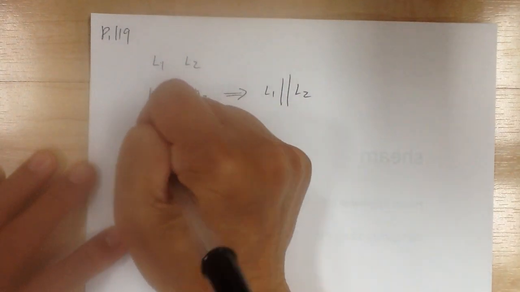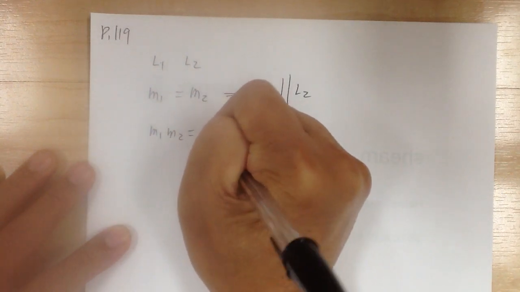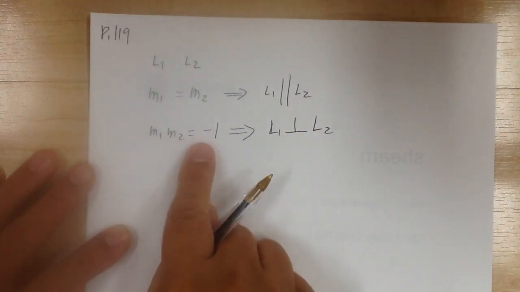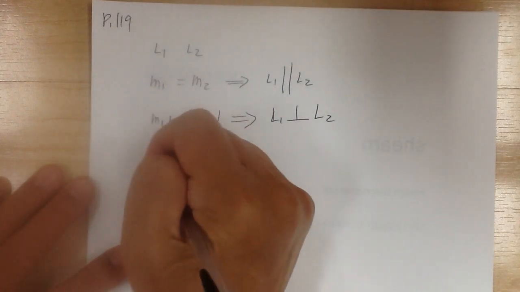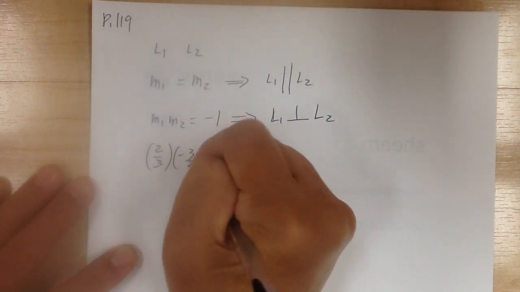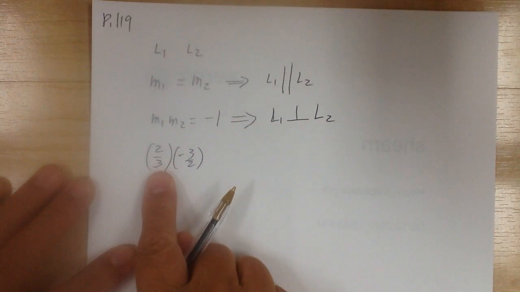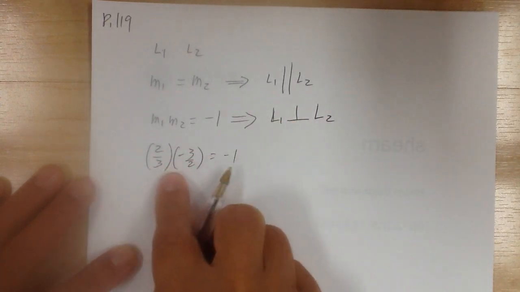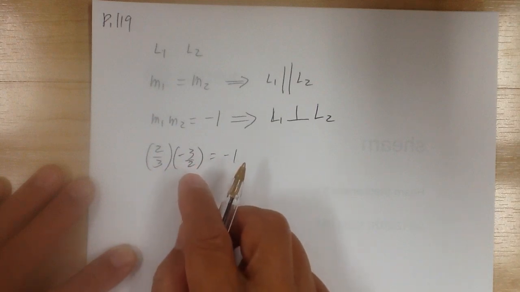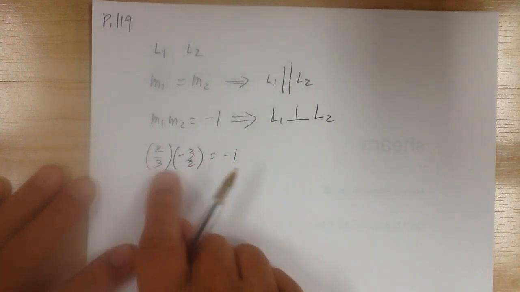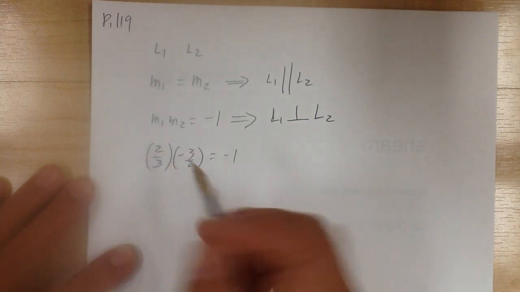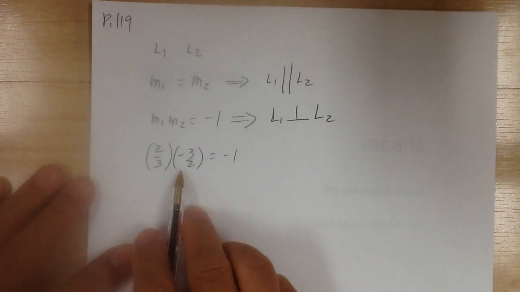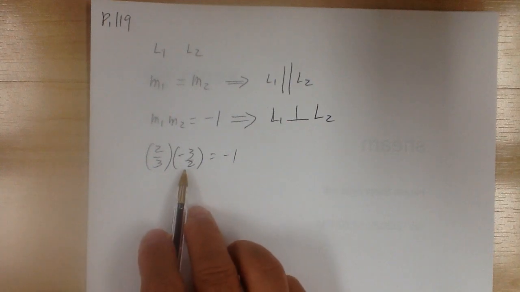Now, if m1 times m2 equal to negative 1, then L1 is perpendicular to L2. What it's saying is that when you multiply and get negative 1, for example, 2/3 times negative 3 over 2 equals negative 1, then in this case, they are perpendicular. Another way to tell is by looking at the numbers. Notice the negative reciprocal. Reciprocal means they are flipped upside down. This is 2 over 3, this is 3 over 2, and one is positive, one is negative. So in this case, these two would be perpendicular lines.